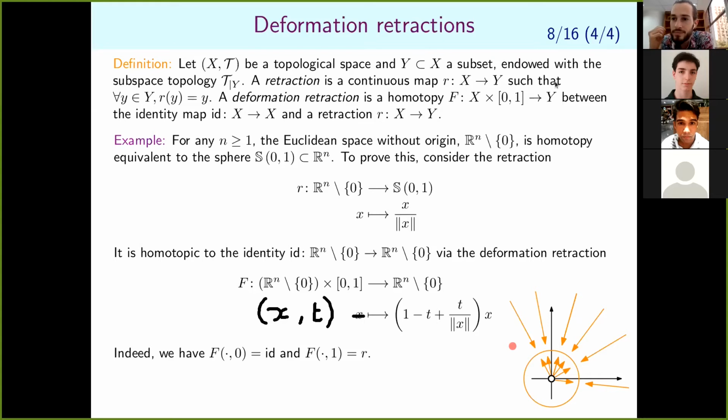Professor, if we include the 0, is it not homotopic anymore? No, it is not. And as you can see in this example, you cannot define this retraction at the point 0. You cannot divide 0 by its norm. 0 over 0 does not make sense. And there is no way of extending this map, the retraction, to the whole Euclidean space.